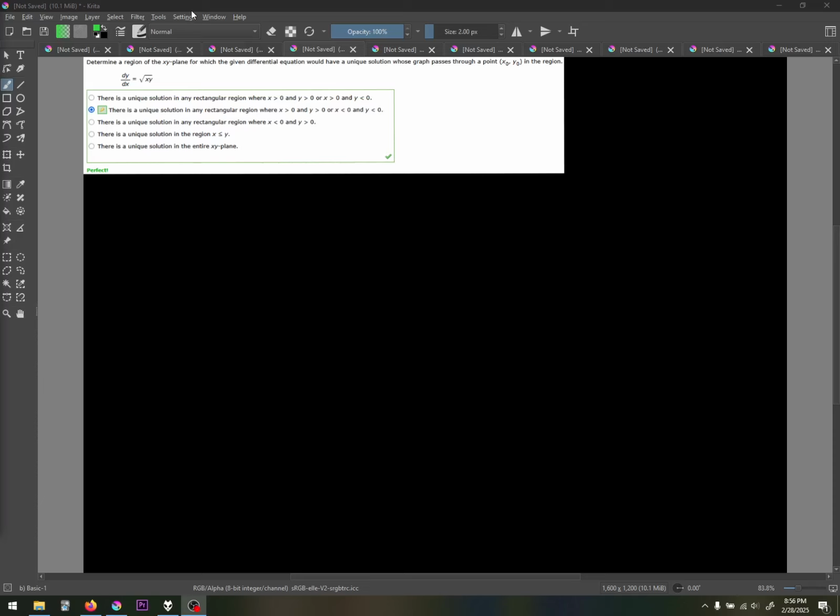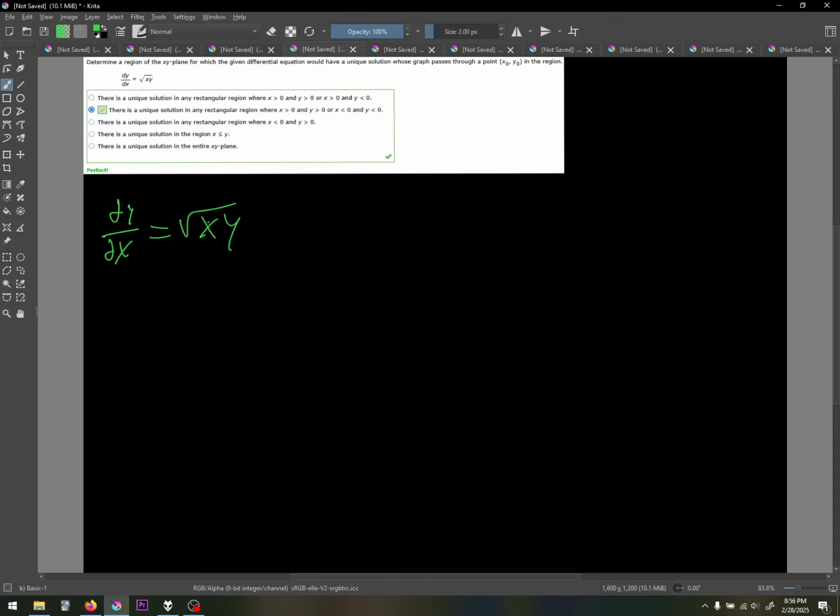Okay, differential equations problem number 4. So we have dy over dx equals square root xy. And it's asking us to determine a region of the xy plane for which the given differential equation would have a unique solution whose graph passes through x0, y0 in the region. And that's what we're given here.